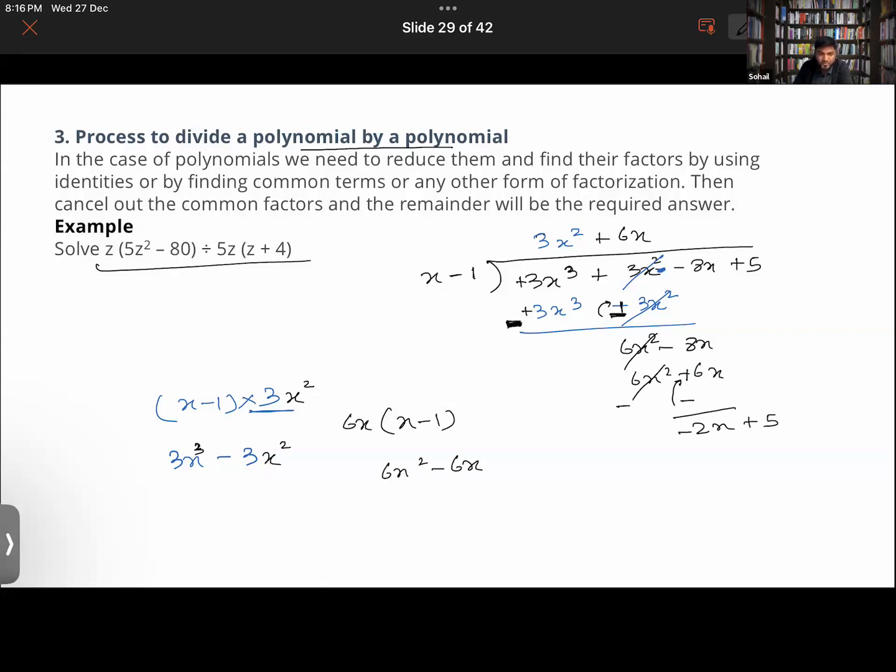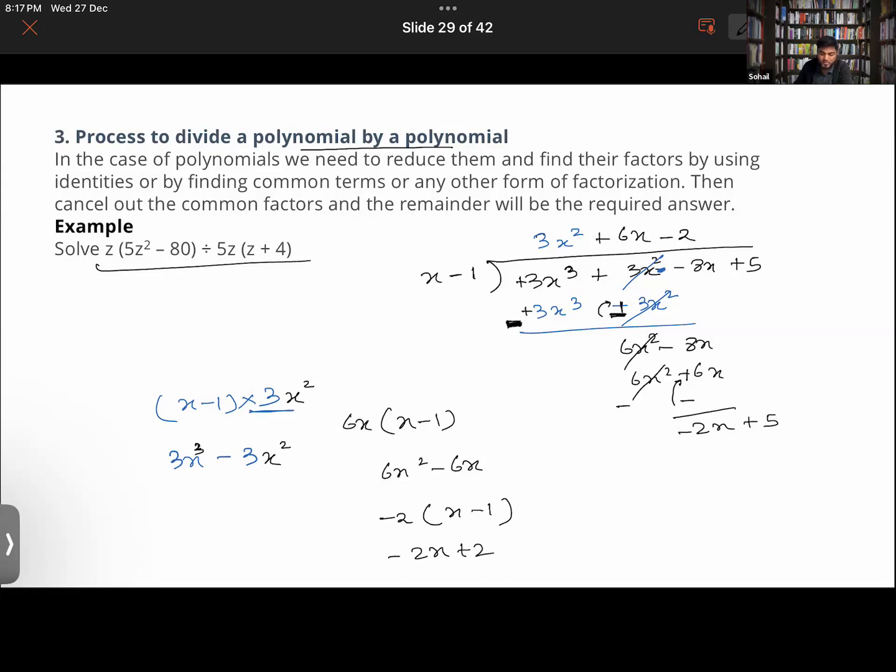Exactly. Minus 2x. Good. That is minus 2x. And then bring down this 5 over here. Now what should I multiply it with so that I get either this value or close to this value? Let's take minus 2 times x minus 1. That will be minus 2x plus 2.